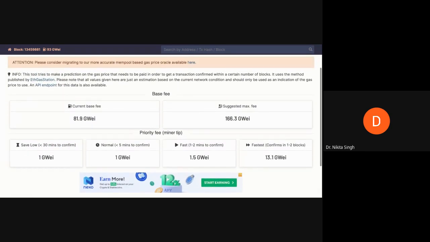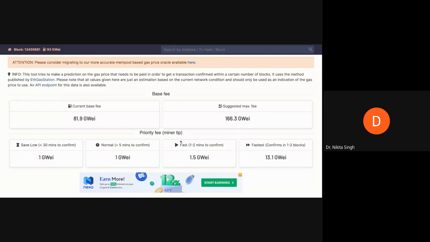So this, what do you call it, your gas price, which is mentioned in GY, is decided by the network. Here it shows the trend that, okay, if I want my transaction, this is not the accurate price. This just gives you an estimation. These estimates are based on the current condition on which your network is operating. That is, it is indicative in nature.